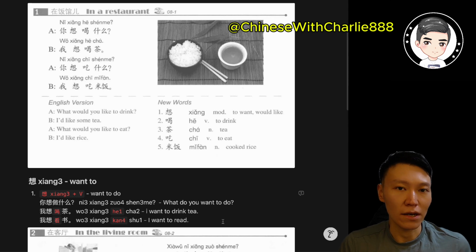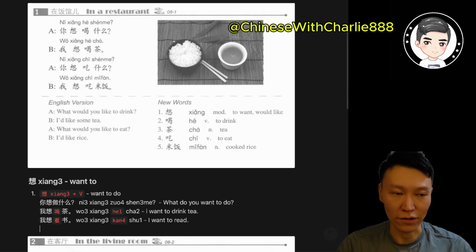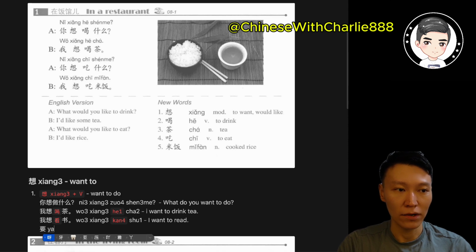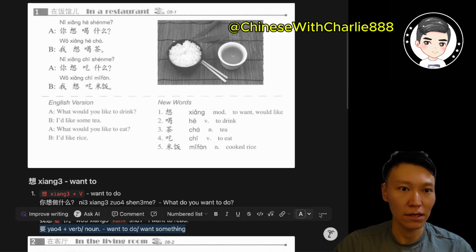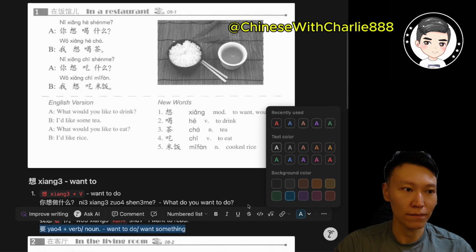So what if I want to say I want something instead of I want to do something? In that case, you have to use another character. That is 要. 要 means want to do or want something. Which means after 要, we can use a verb. We can also use a noun.